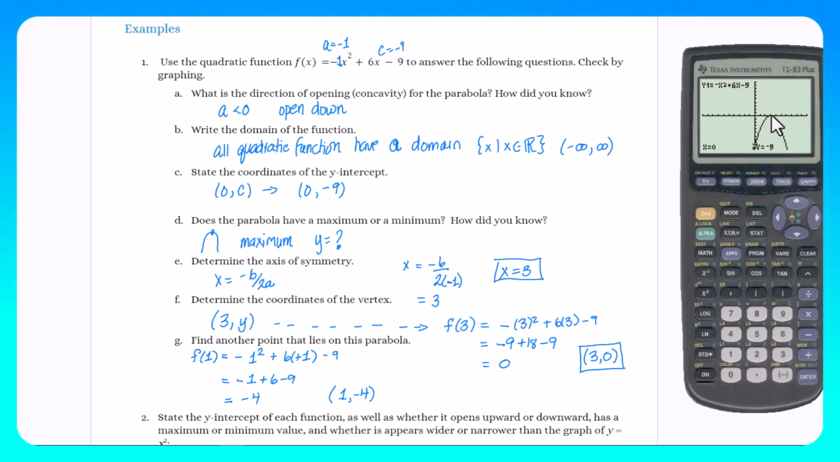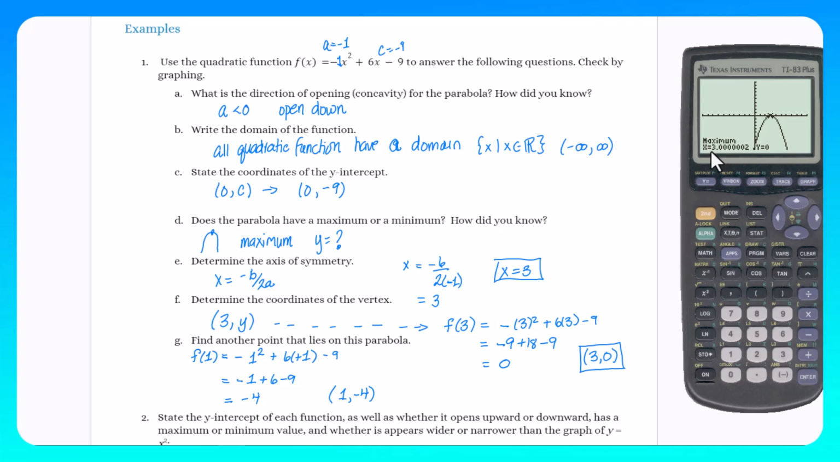But we want to know, what is the axis of symmetry? Well, we can figure that out from this graph by using the maximum feature in second trace. So second trace, we're going to do number 4 for the maximum feature. We're going to go a little bit to the left, hit enter, then a little bit to the right of that maximum, hit enter. It's going to guess between those two arrows, which is what we want.